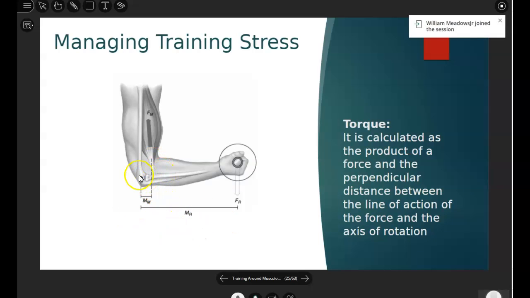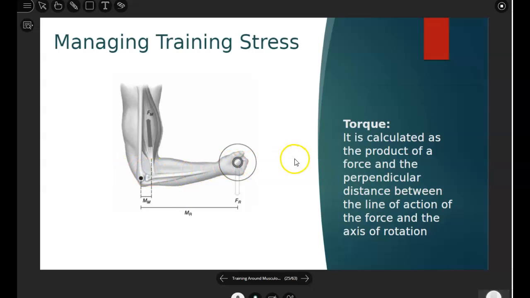MR is the distance between the fulcrum, where the movement is actually happening, and where the resistance is. FR stands for basically the force that's being applied. In this case, if I was doing a curl, it would be the bar that I'm holding. And FM right here just means the muscle, or how much force the muscle has to produce to overcome the load. So imagine that this arm got a lot longer. That would increase the external moment arm.